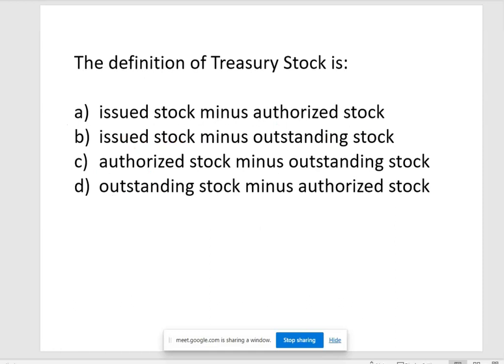The definition of treasury stock is A, issued stock minus authorized stock; B, issued stock minus outstanding stock; C, authorized stock minus outstanding stock; or D, outstanding stock minus authorized stock. Tell me what you think.